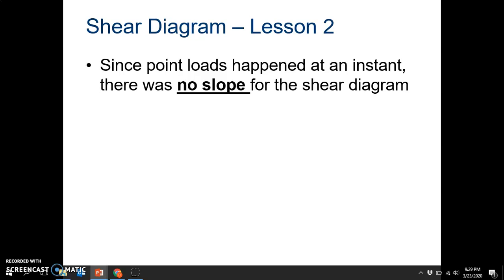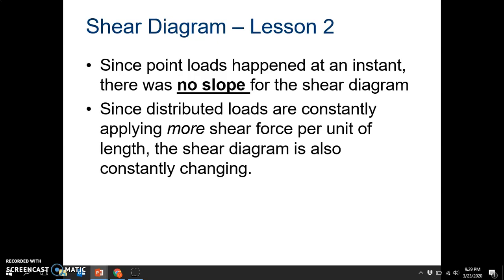So when we did point loads, they happened at an instant. So the inch right before the point load happened, there was nothing going on. And then you have the point load occurring, and then the inch right after the point load, nothing is going on. It is only at that exact precise moment that there is a drop in the shear. That is why when we did the shear diagram, there was no slope.